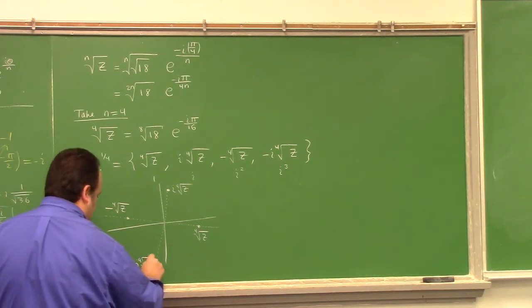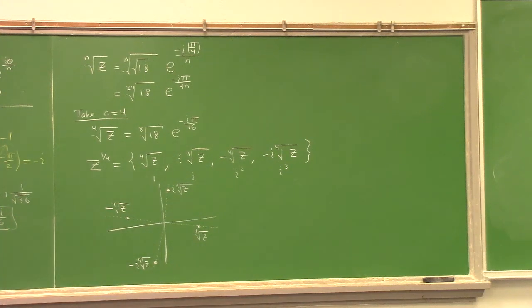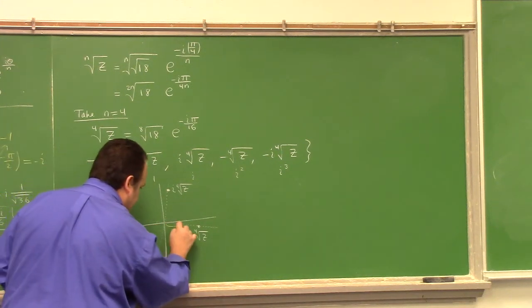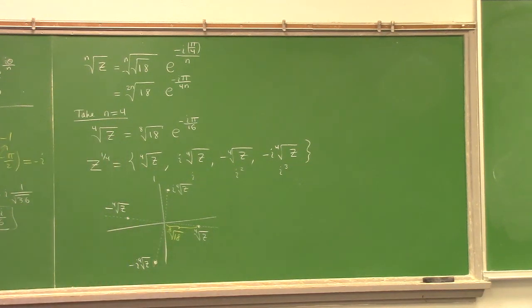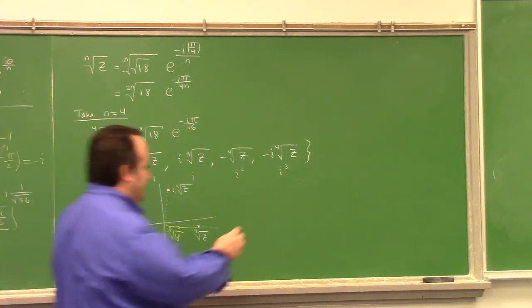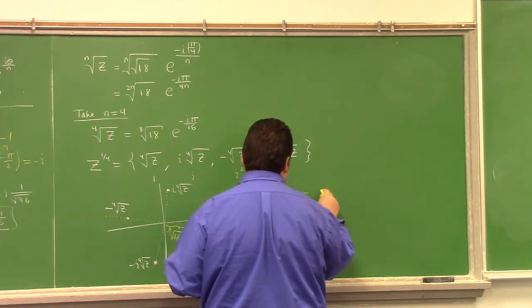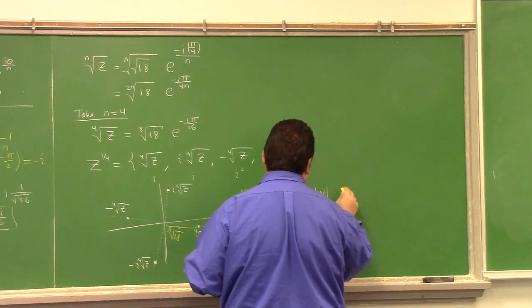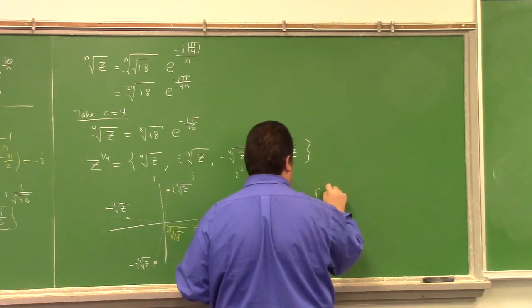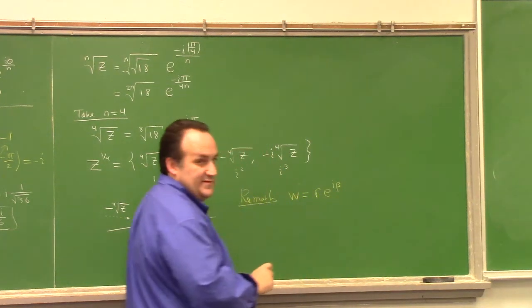All of these points are distance, the 8th root of 18 from the origin. Something I have yet to emphasize, but I should have: if you have the polar form of a complex number, what's its length? Let me say it's R e to the I beta, right? And you calculate the length of that. What's the length of W?